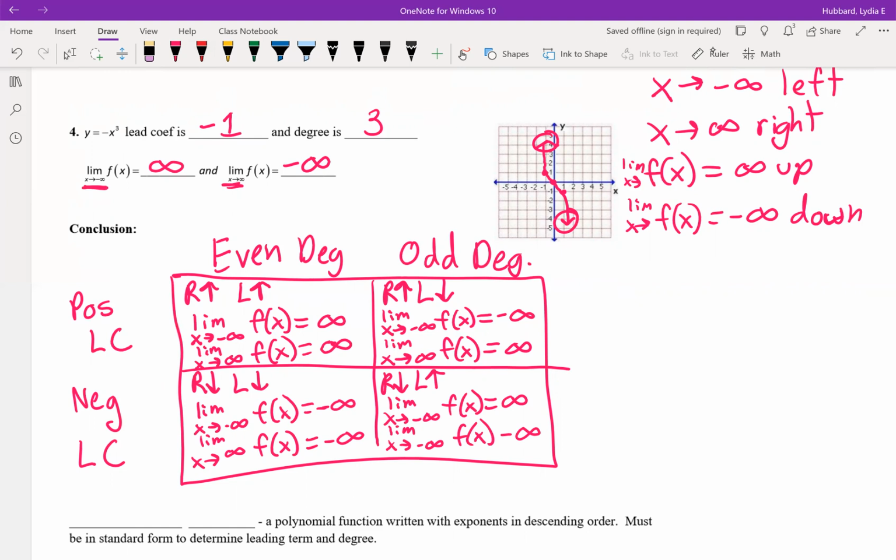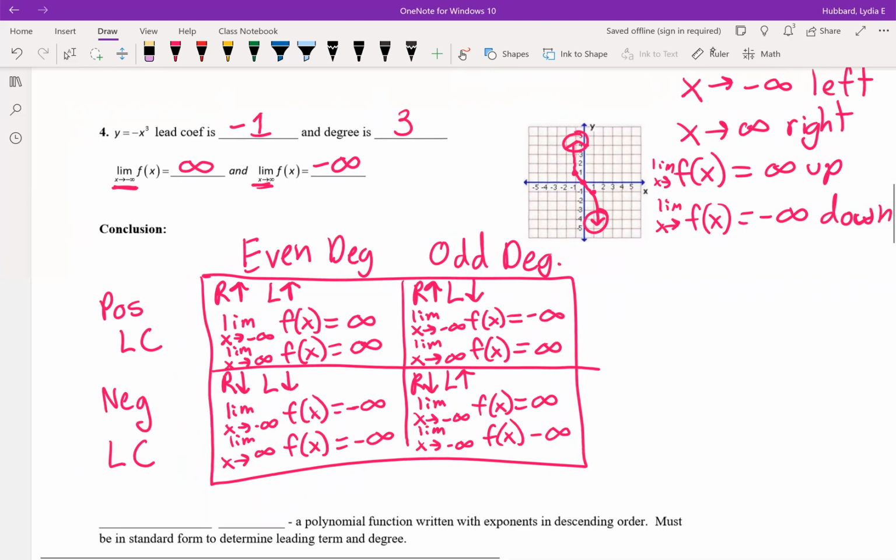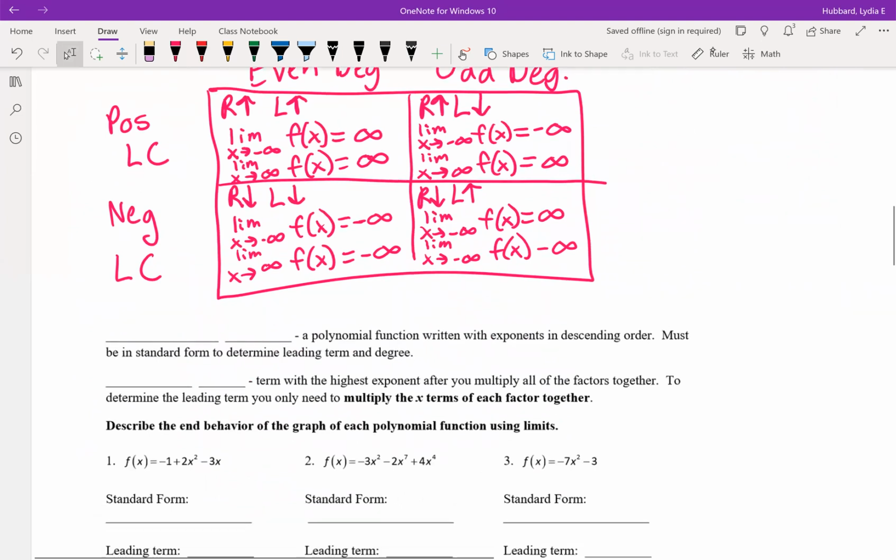If something has a positive leading coefficient, the right side is always going up. And if something has a negative leading coefficient, the right side is always going down. So that can kind of help us determine in the future. So positive, right side goes up, negative, right side goes down, even degree, left is going to match the right, odd degree, left is going to do the opposite of the right. So it all kind of depends on the right.